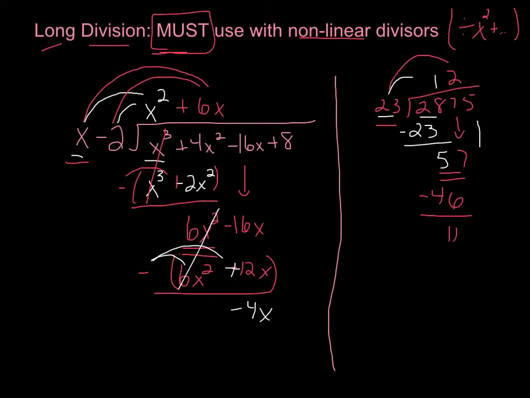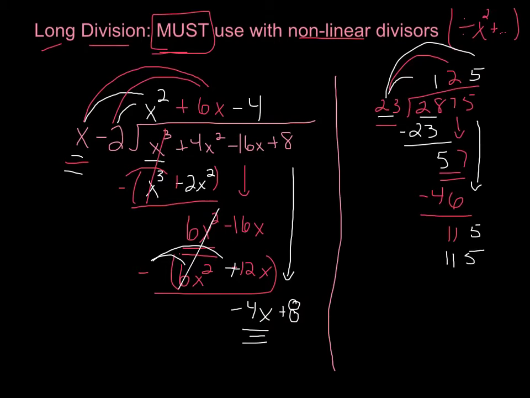Okay, next step over here. Drop your 5. Next step over here. Drop your 8. Okay, how many times does 23 go into 115? I'm pretty sure it goes in exactly 5 times. Okay, how many times does x go into negative 4x? Well, to turn x into negative 4x, you have to multiply by negative 4. Distribute your 5. That's 115. And when you subtract them, you get a remainder of 0.